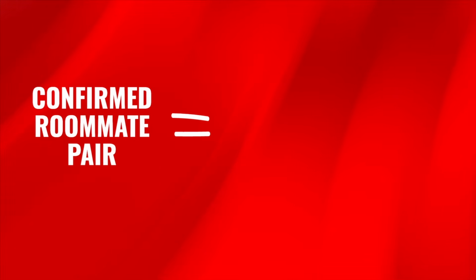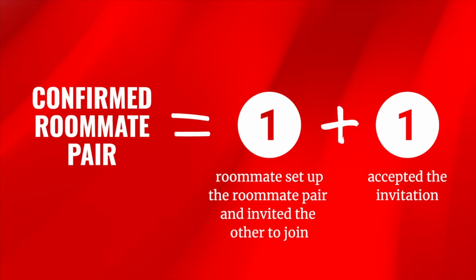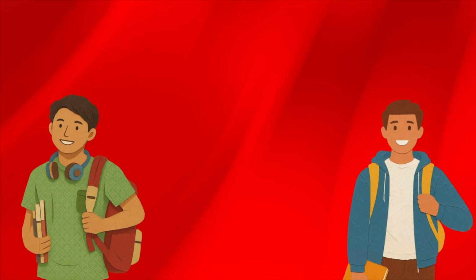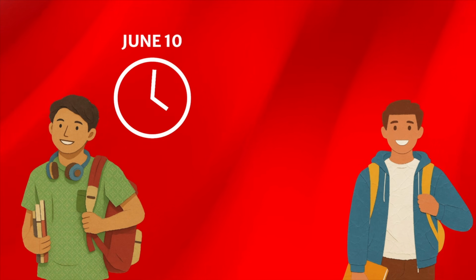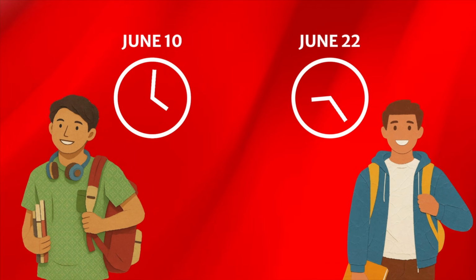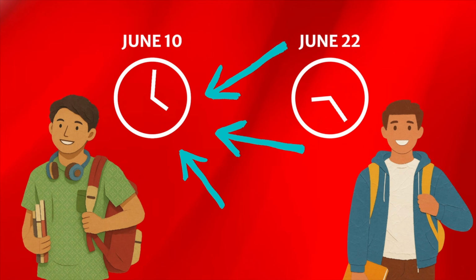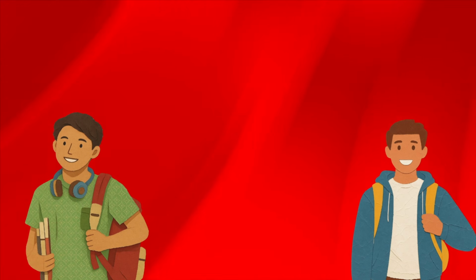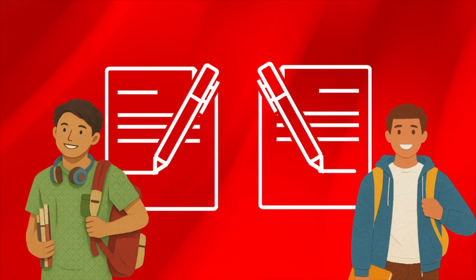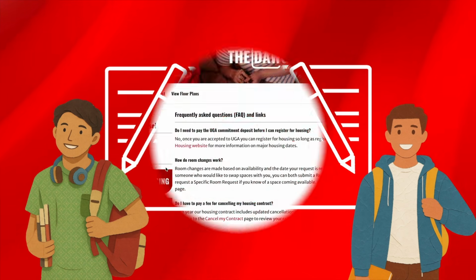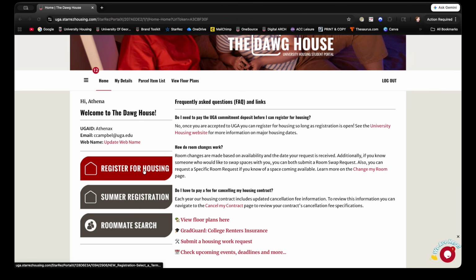Once your roommate pair is confirmed, either roommate can choose a housing space. Usually, the student with the earlier housing appointment time will select the space. It does not matter which roommate chooses. Once a space is chosen, you will no longer have an individual appointment time. But each roommate will still receive their own housing contract. Now let's look at what you'll see when you log in to choose a space.